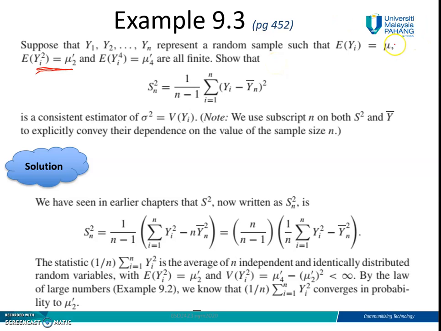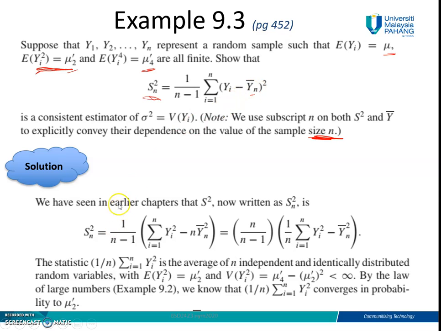So this one is given: you have Y1, Y2 until Yn, and then the expected value of Yi, the expected value of Yi squared is this one, and the expected value of Yi to the power 4 is this one. So show that the sample variance is a consistent estimator of sigma squared, equal to the variance of Yi. Note here, they use subscript n on both S squared and Y bar n to explicitly convey their dependence on the value of sample size n. That means we use n here and n here because we take it from the sample size.